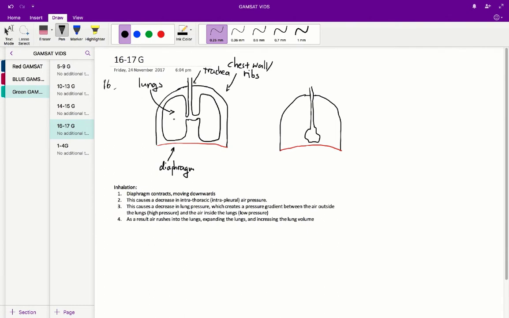It's less flexible. So if we look at our little contraption, the bell jar and the glass tube are these two rigid structures, the trachea and the chest wall. We also have the flexible diaphragm, and the balloon is therefore going to be the lung. So question 16, B is the correct answer.